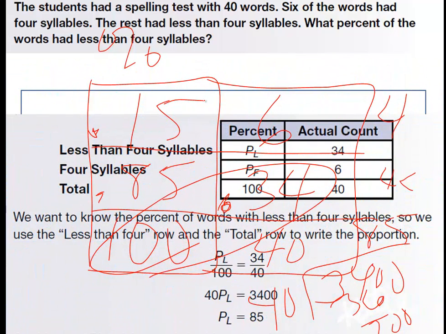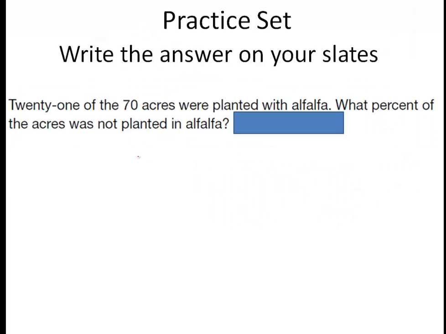Let's see how we did. There you go. There's our 85% right there. So on this test, 85% of the words had less than 4 syllables. Hopefully you're starting to get a little bit of the hang of this. It's a little bit difficult. Let's see if you can do this one all by yourself. Pause the video. See if you can fill in all 6 of the boxes for me. Don't just find out the percent of the acres not planted. I want you to see if you can fill in all 6 boxes and then restart the video.